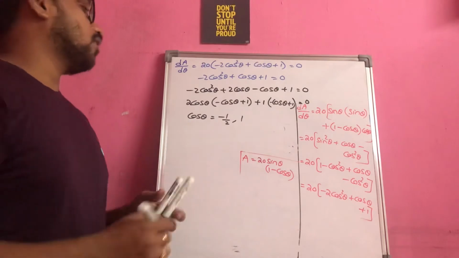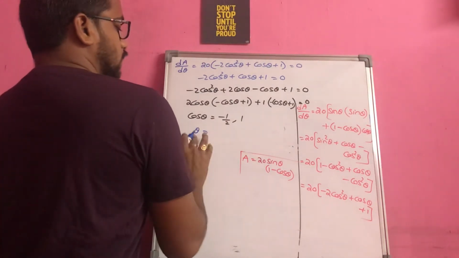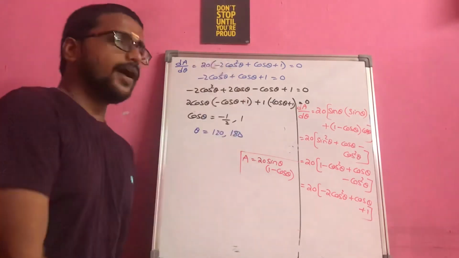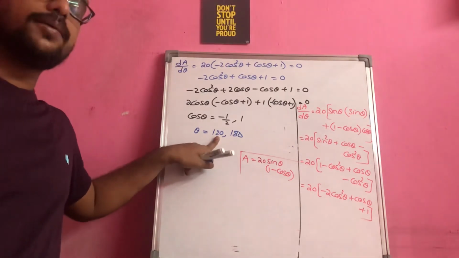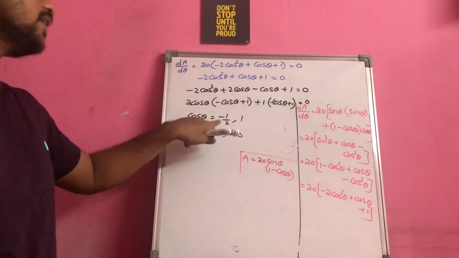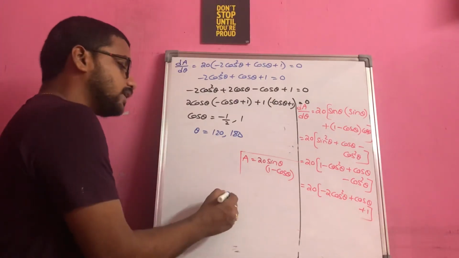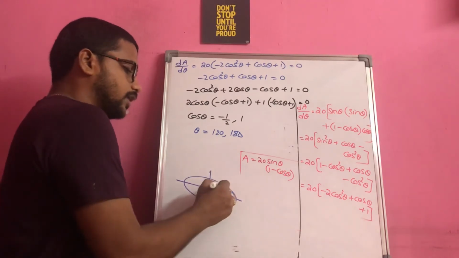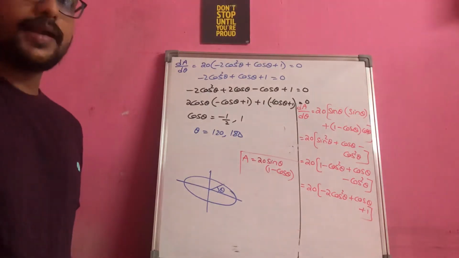You see here, cos theta equals minus 1 by 2, and the value of theta should be 120 and 180. Why? Because cos 120, which is cos of 90 plus 30, becomes minus sin 30, that's how it is minus half. Now you see, this theta is what we are saying, right? Now theta you are getting as 180 degrees.